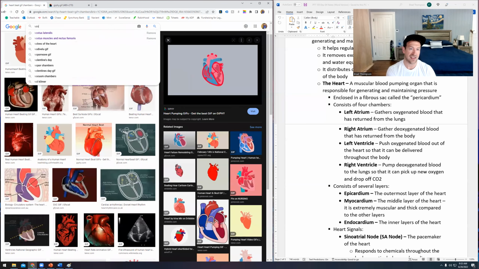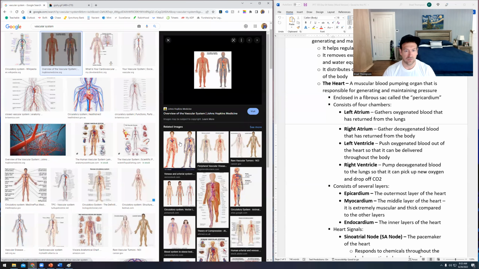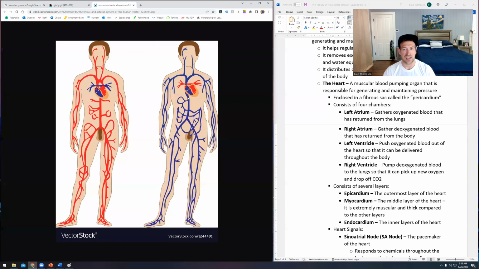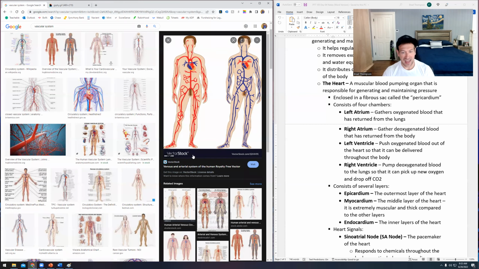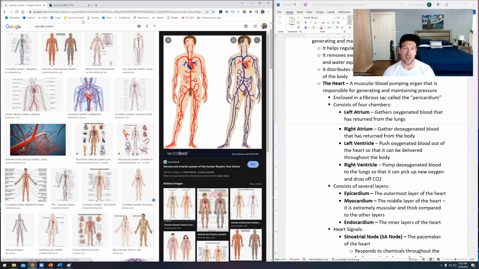That becomes your entire vascular system. So if we look at the vascular system here, you can actually see all the various parts of it, right? The red stuff is your arteries, and the blue stuff is your veins as they're traveling out. So they all travel out of the heart to the various sections that they're going. So that is the chambers of the heart in a nutshell, right? The left atrium gathers the oxygenated blood, and the right atrium gathers the deoxygenated. The left ventricle pushes oxygenated blood throughout the body, and the right ventricle pushes deoxygenated blood to the lungs.